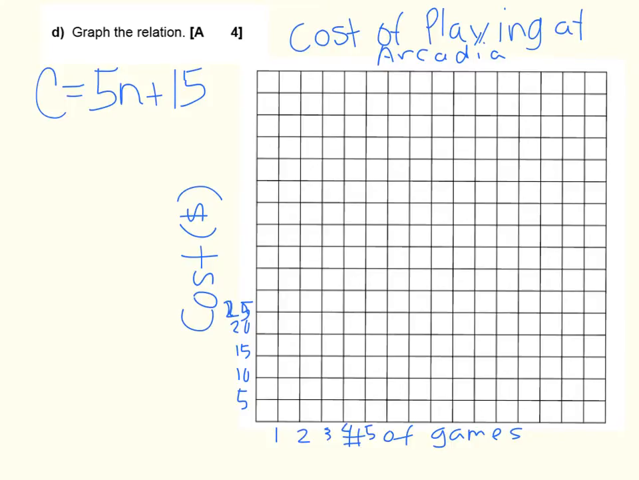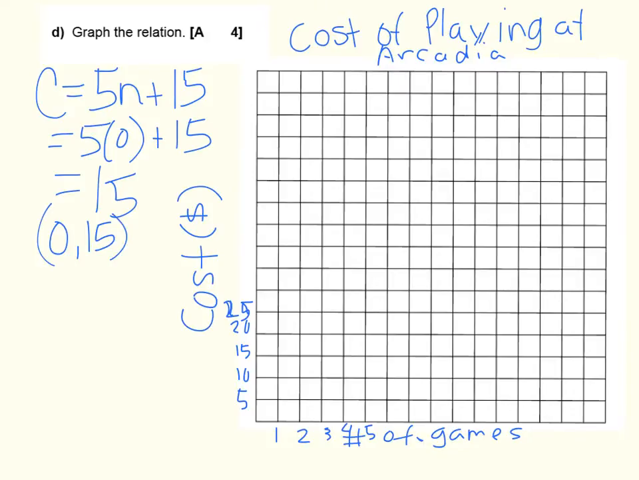We know that our first point on the graph is going to be (0, 15). And how do we know that? Well, if I put in 0 games, 5 times 0 plus 15, I end up with 5 times 0, which is 0, plus 15. So I end up with 15. That means point 1, the x-coordinate, is going to be 0 and the y-coordinate is going to be 15. So (0, 15) is here on the graph. Okay, (0, 15) is there.